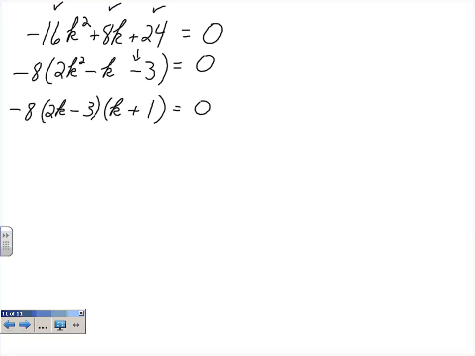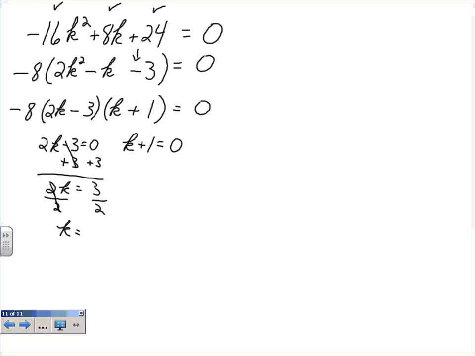Okay? So let's find out what k is. 2k minus 3 has to equal 0. k plus 1 equals 0. In the first equation, I'm going to add 3 to both sides. 2k is equal to 3. And then divide by 2. So k is equal to 3 over 2. In the other equation, subtract 1 from each side. k is equal to negative 1.